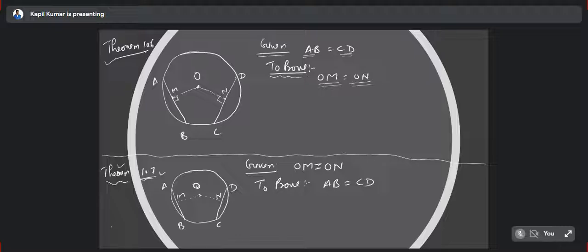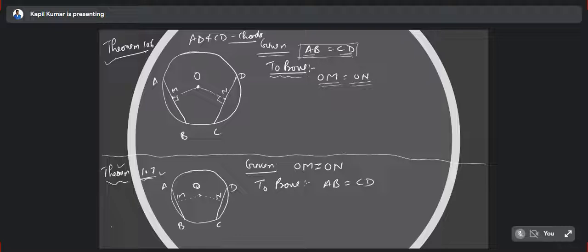Okay, so here we are given two chords, AB and CD, two chords of a circle, right? And it is given that both the chords are equal in length, so the length of AB is equal to the length of CD. Now we are required to prove that their distance from the center will also be equal. If you read the statement, it is 10.6: equal chords of a circle are equidistant from the center. Equidistant means the distance is the same.